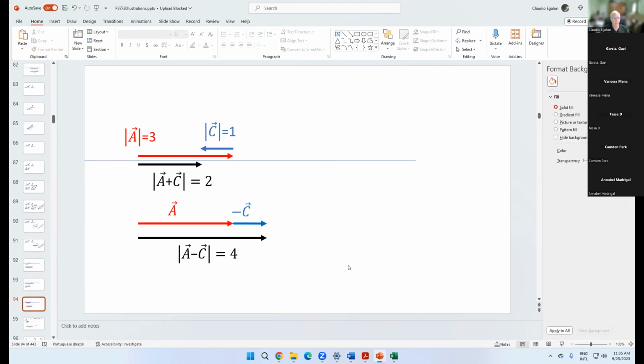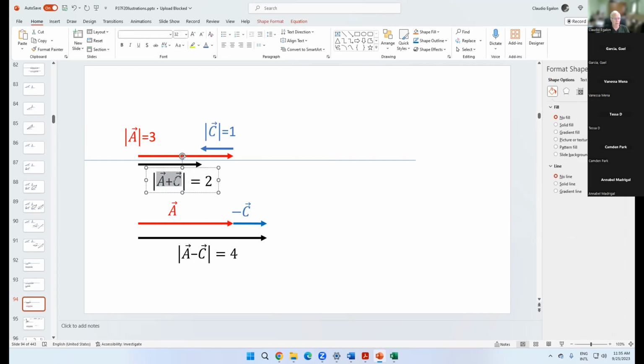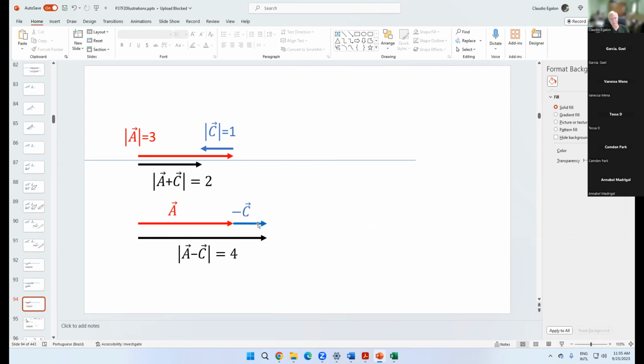But if we subtract those two vectors, A and C, right? Now you're going to get a larger number, because I'm inverting the direction. That's a funny way of adding and subtracting vectors.